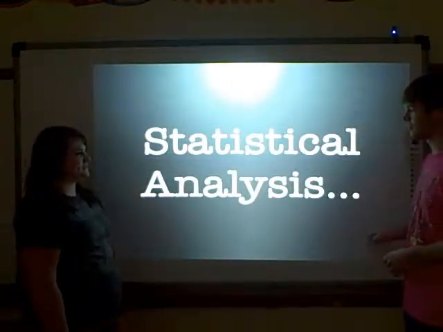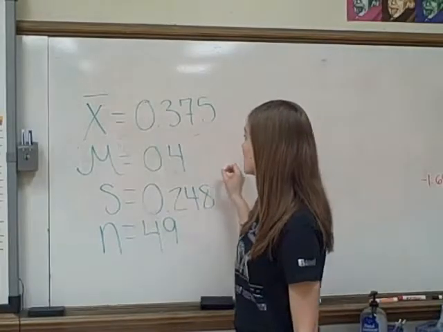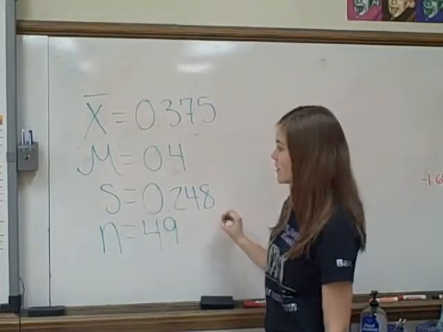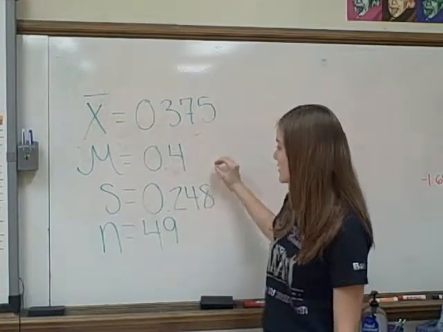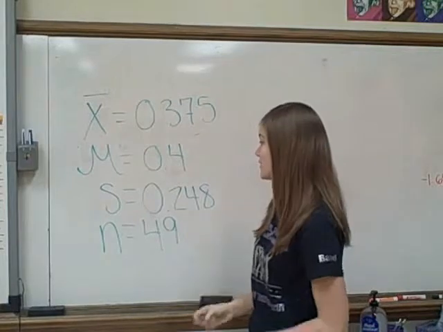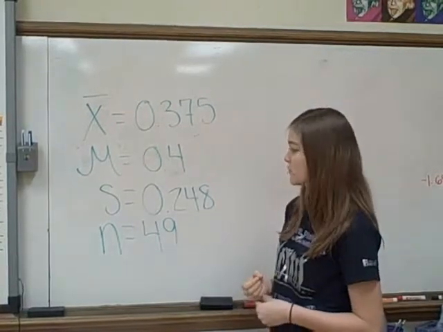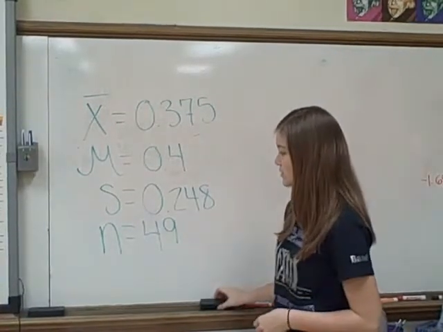Statistical analysis. Alright, our sample mean was 0.375. The total mean that we use in our hypothesis is 0.4. The standard deviation of our sample was 0.248, and we used 49.